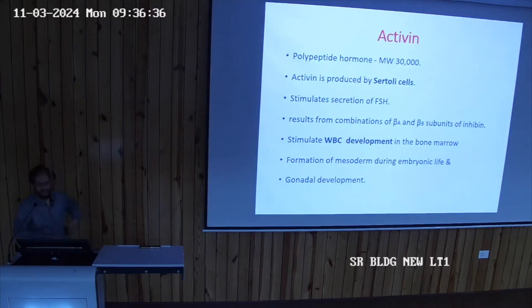Then activin will increase FSH release. Okay, so activin is also produced by Sertoli cells, and it stimulates the secretion of FSH. That one was decreasing, this one is increasing. Okay, and there are different combinations of subunits that make it. Mainly, it also stimulates WBC development. Okay, it causes leukocytosis in the bone marrow, and formation of mesoderm during embryonic life, and the gonadal development.